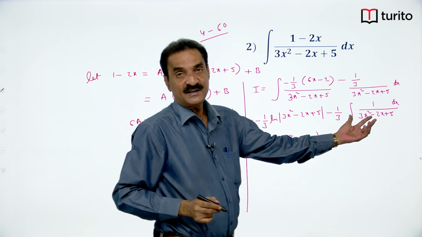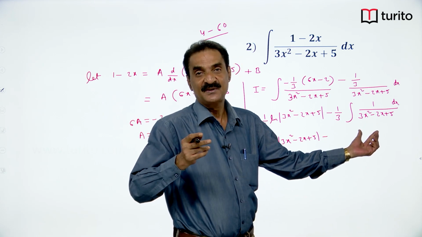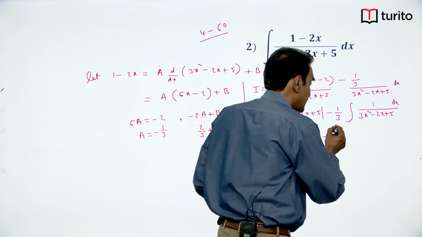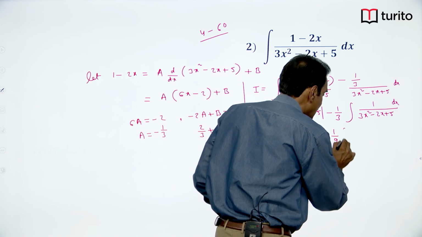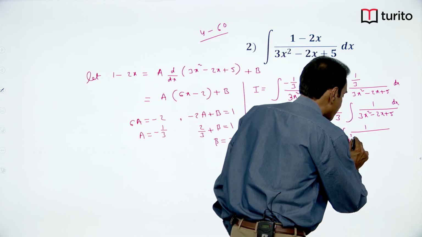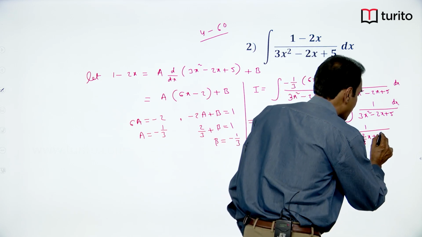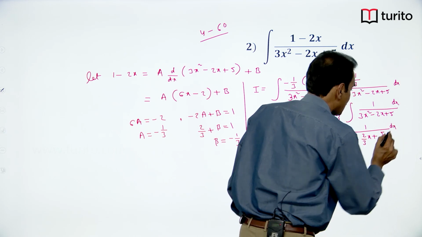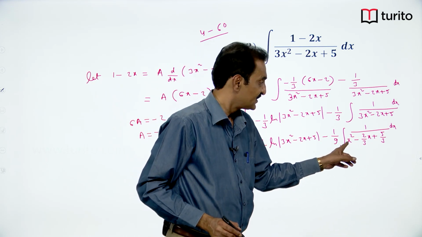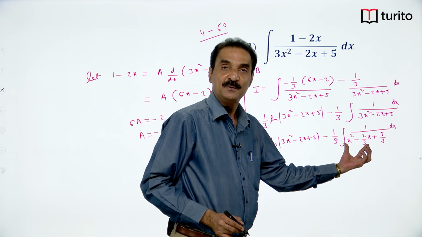minus, how to calculate this integral? We have to write denominator as a perfect square. We have to write denominator as x square plus a square or x square minus a square form. For that you have to take 3 common first. If you take 3 common from the denominator, 1 by 3 becomes 1 by 9 integral 1 by, what will you get? x square minus 2 by 3 into x plus 5 by 3. Now first 2 terms are in the form of a square minus 2ab, x square minus 2 into x into 1 by 3. So if you add 1 by 3 whole square, it becomes a perfect square.